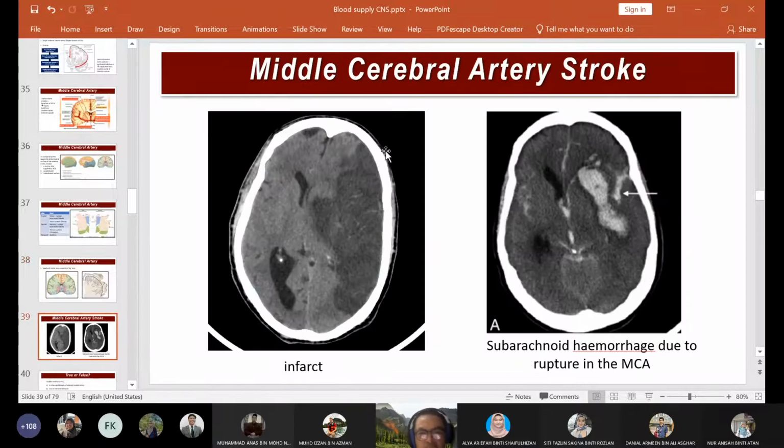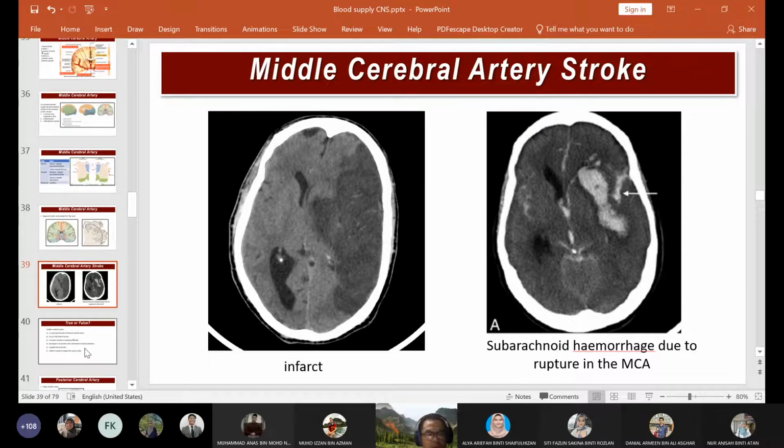This is a picture of the lateral side. There was an infarction a few days ago of the middle cerebral artery. You can see it's affecting badly. A lot of the nerve cells are affected. This is a subarachnoid hemorrhage due to rupture of the middle cerebral artery. Whitish. You guys okay?